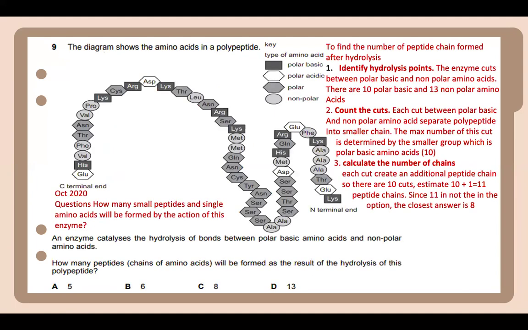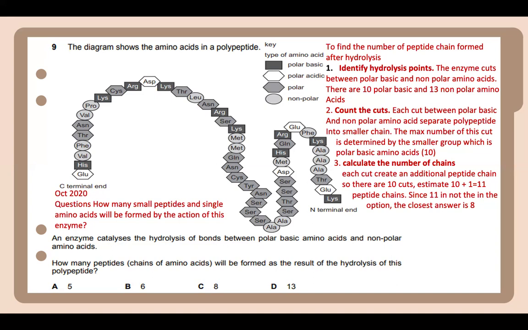The diagram shows the amino acids in a polypeptide. An enzyme catalyzes the hydrolysis of the bond between polar basic amino acids and non-polar amino acids. In this question, it is asked how many peptide chains of amino acids will be formed as a result of the hydrolysis of this peptide.